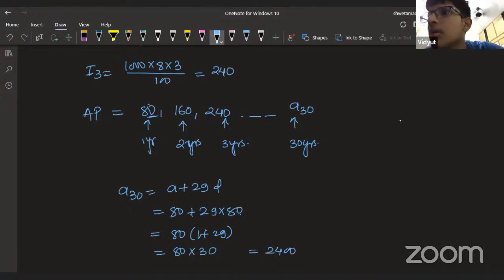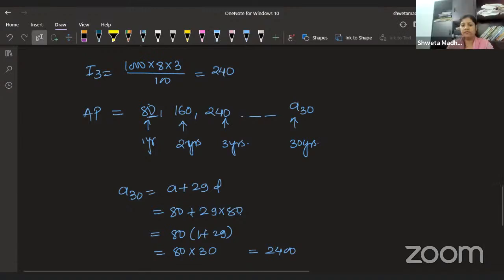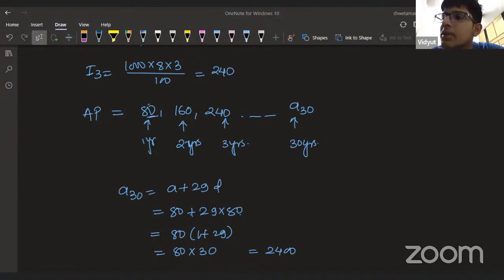Ma'am, I have a doubt. Could I ask? Yes. Ma'am, for those questions where they're asking the sum, will they ask directly to find the total interest at the end of 30 years or something? You have to check the question, understand the English.